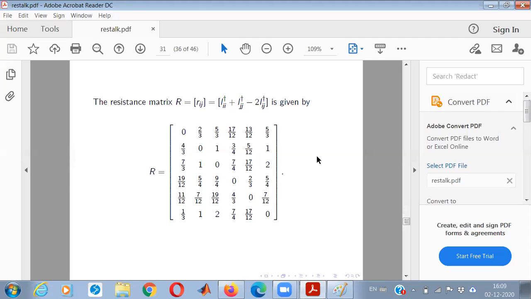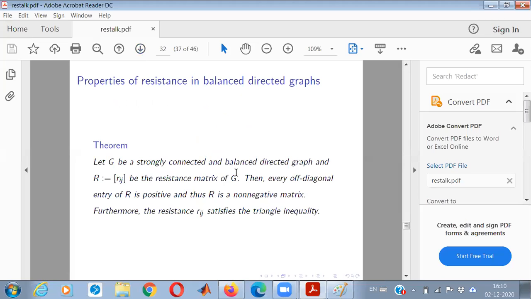And that is where we were able to, I'm going to sketch that proof. But again, it's not a very natural proof, I would say. Right now we are able to prove that off-diagonal entries are positive. So R is a non-negative matrix, and only the diagonals are 0. And we are also able to prove the triangle inequality. Basically, this is the main result that we are able to prove. Now, what was the technique? It is not clear what technique to use because we have only one definition to work with.